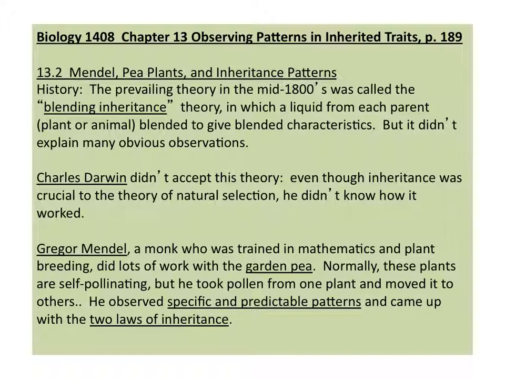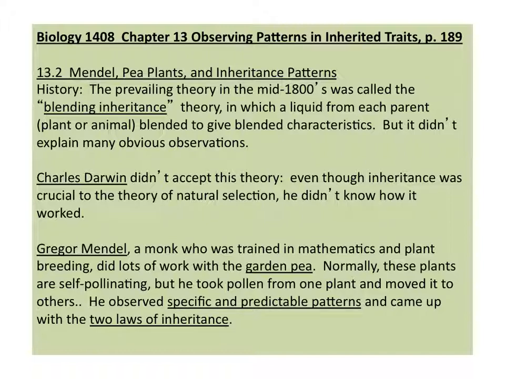Charles Darwin didn't accept this theory. He understood inheritance being very important for his theory of natural selection, but there really weren't any details to understand exactly how the patterns of inheritance worked.